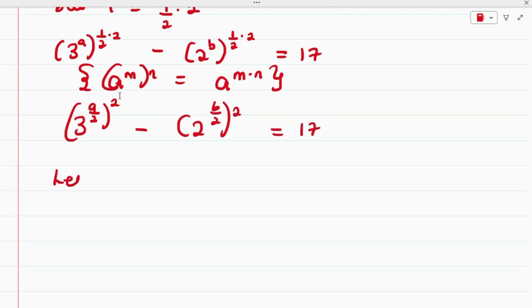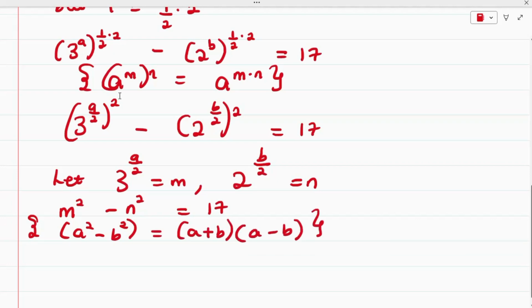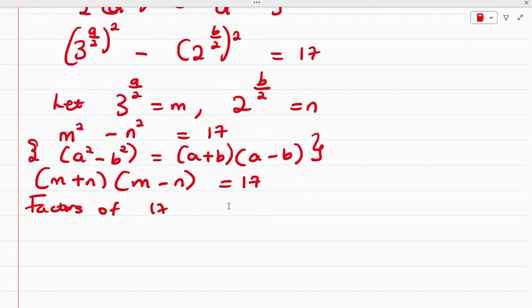So from here we want to say let 3 raised to the power of a over 2 be equal to m and 2 raised to the power of b over 2 be equal to n. So from here we have that m squared minus n squared is equal to 17. Then from this property, if we have a squared minus b squared, this is equal to a plus b multiplied by a minus b. So if we apply this, we have m plus n multiplied by m minus n, and this is equal to 17. So the next thing we want to do is to take the factors of 17. And we have the factors of 17 to be 1 multiplied by 17 and 17 multiplied by 1.